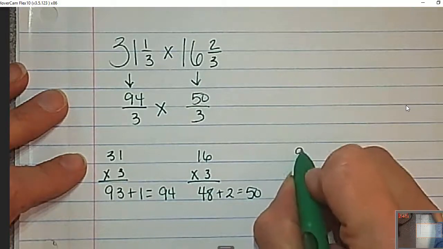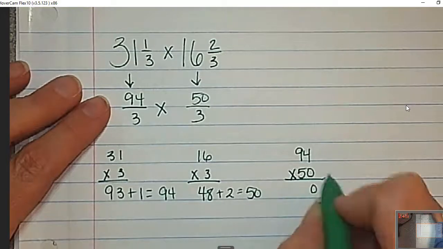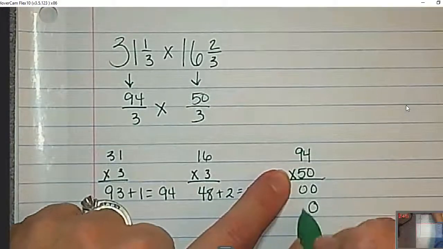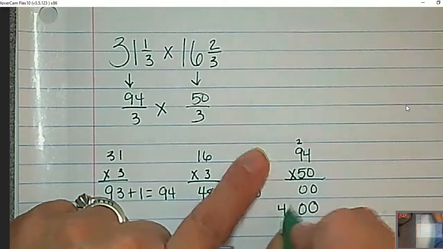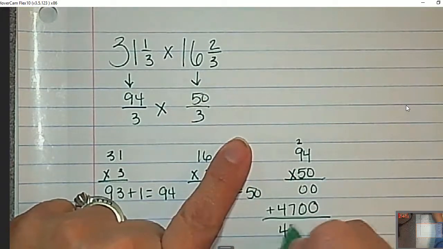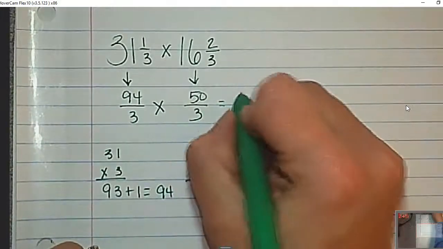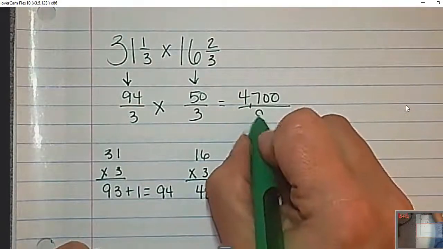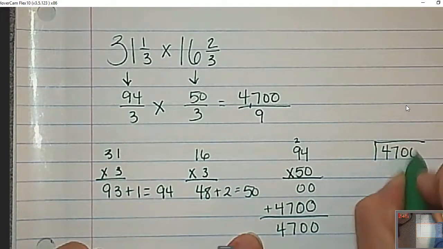I'm going to come over here and do 94 times 50 because I've got to multiply straight across to solve my answer. 0, 0. I'm going now to the 5, which means I need a placeholder 0. Then 5 times 4 is 20. 5 times 9 is 45, 46, 47. I'm going to add it up and get 4,700. Whoa, that's a big numerator. And then I need to divide it by 3 times 3, which is 9. Very good. All right, I'm going to come over here, and I'm going to set my problem up.